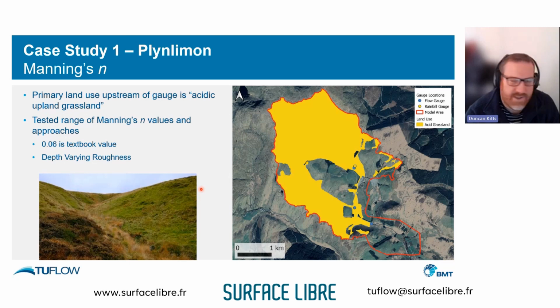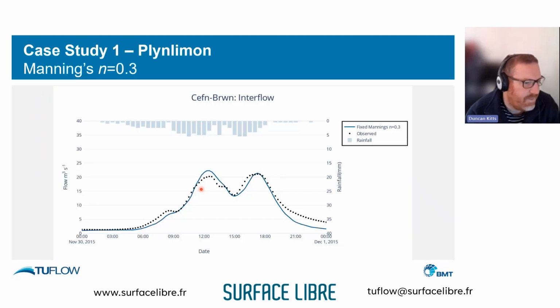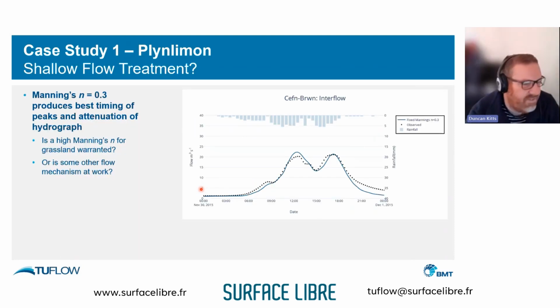TUFLOW also has the capability of doing depth varying roughness, which we'll come on to a bit later on. We played around with that, but it never really had a great impact. But what we found is that to get the best fit, we had to use a fixed Manning's N value of 0.3, which seemed pretty high for us. The textbook value is 0.06. So we hypothesized, is that warranted, or is there some other flow mechanism at work that we've not really accounted for?